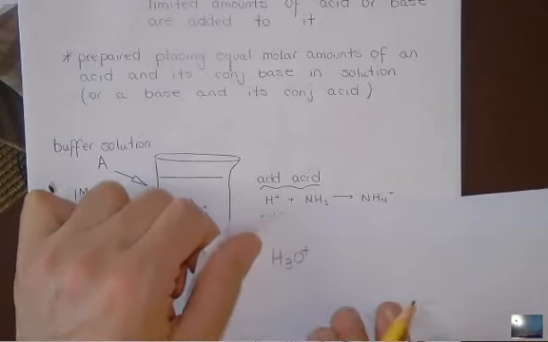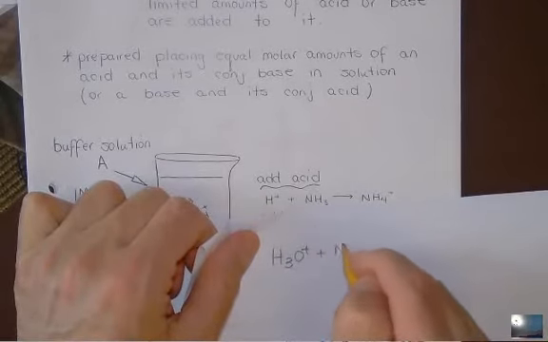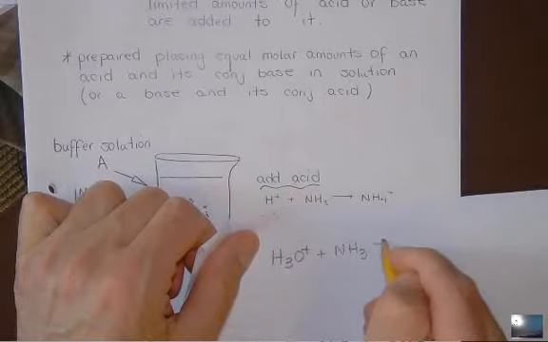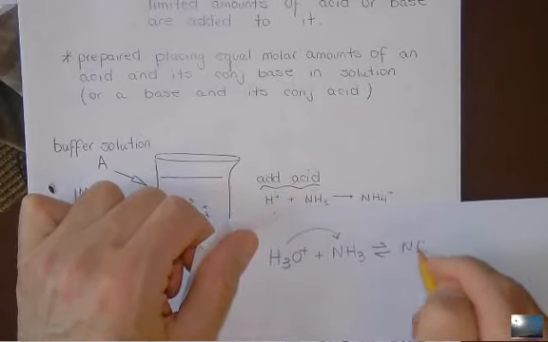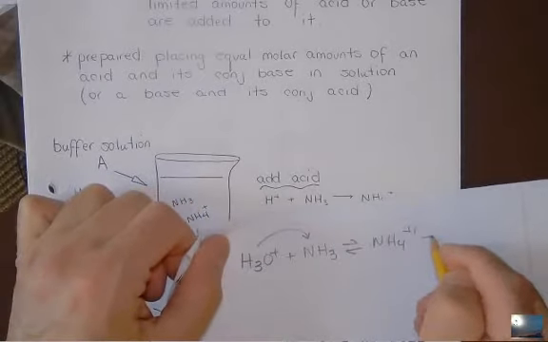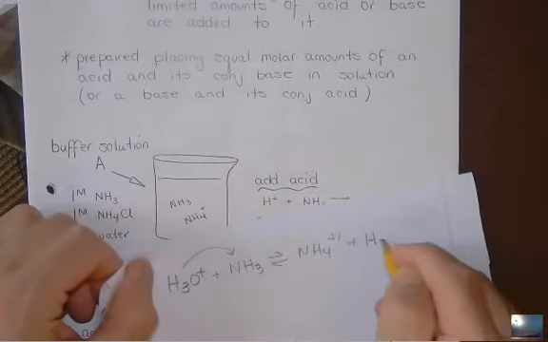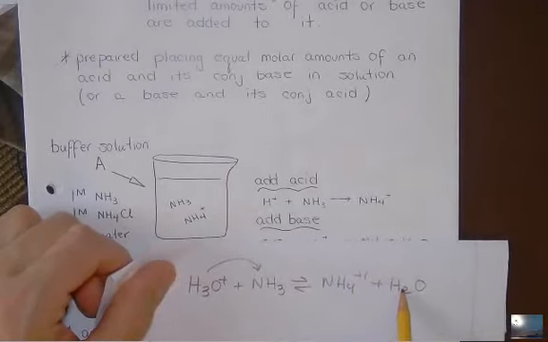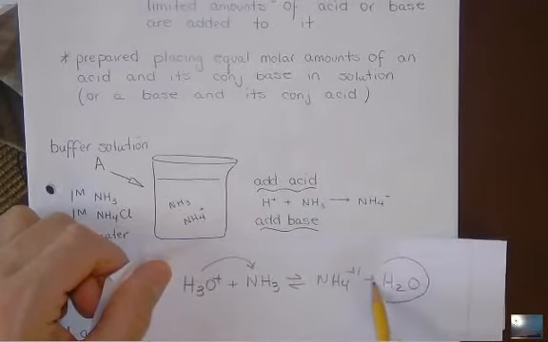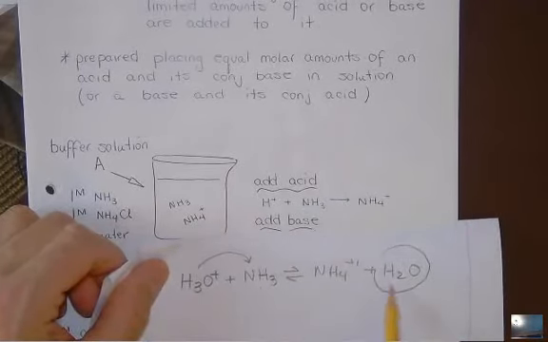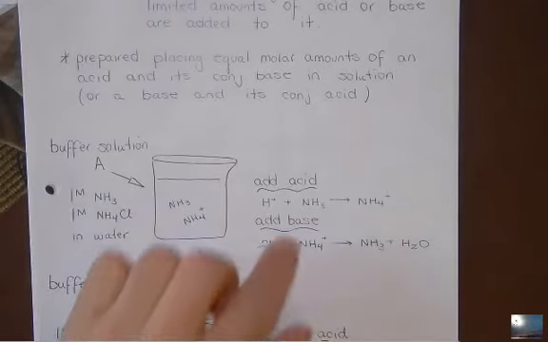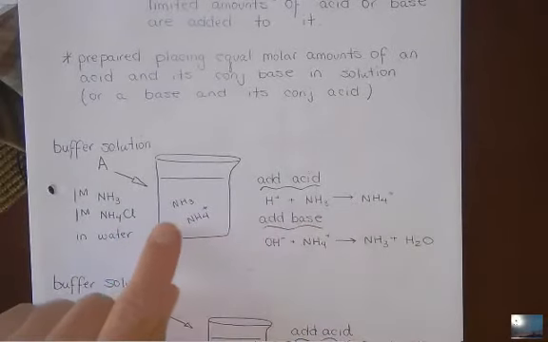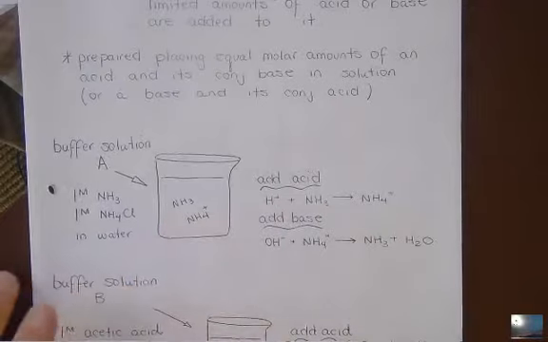Okay, so another way to look at the top one is hydronium plus ammonia. The hydronium donates to the ammonia to make the ammonium and water. In hydrolysis reactions, you react with water. In neutralization reactions, an acid reacts with a base to create a salt and water. You make water, so that's why it's neutralizing it. Okay, so those are the neutralization reactions for the ammonia-ammonium buffer.